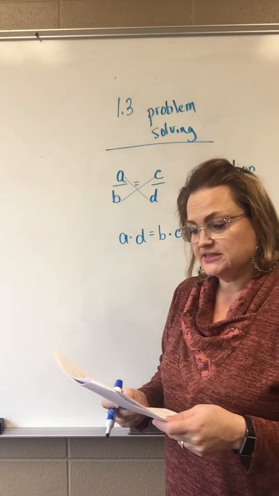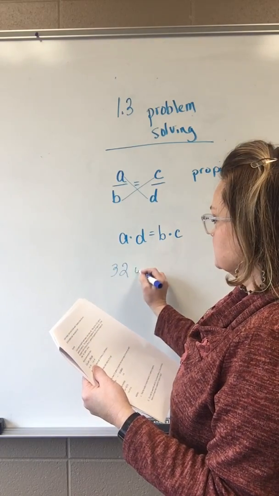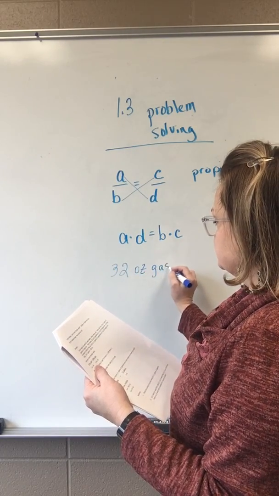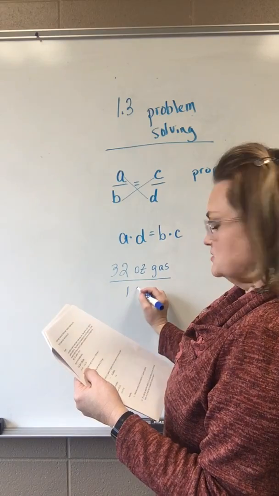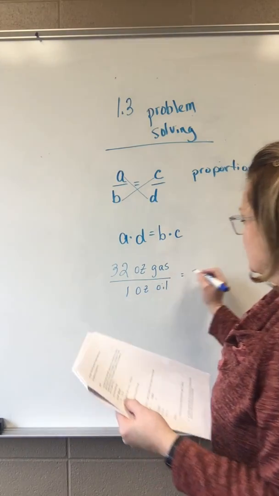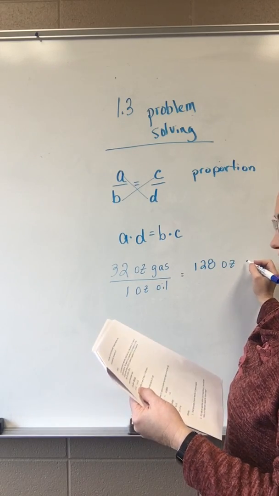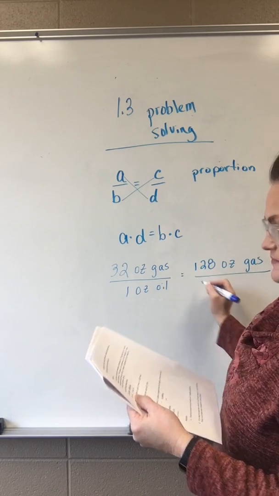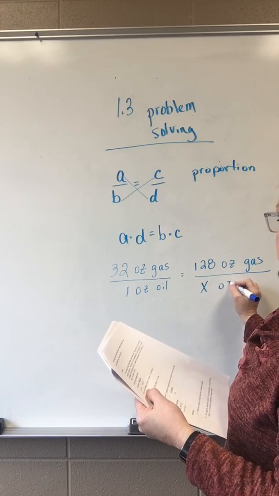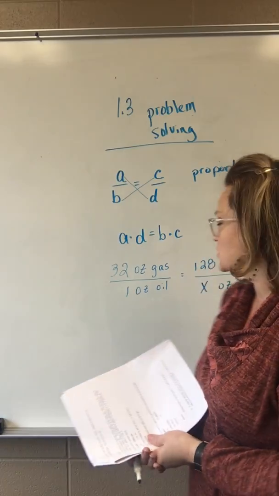Okay, so here's some sample ratios. If I write that as 32 ounces of gasoline, takes 1 ounce of this 2-cycle engine oil. Then if I have 128 ounces of gasoline, how many ounces of oil? And I've kind of given that one away again, but I just wanted to prove to you that this works.